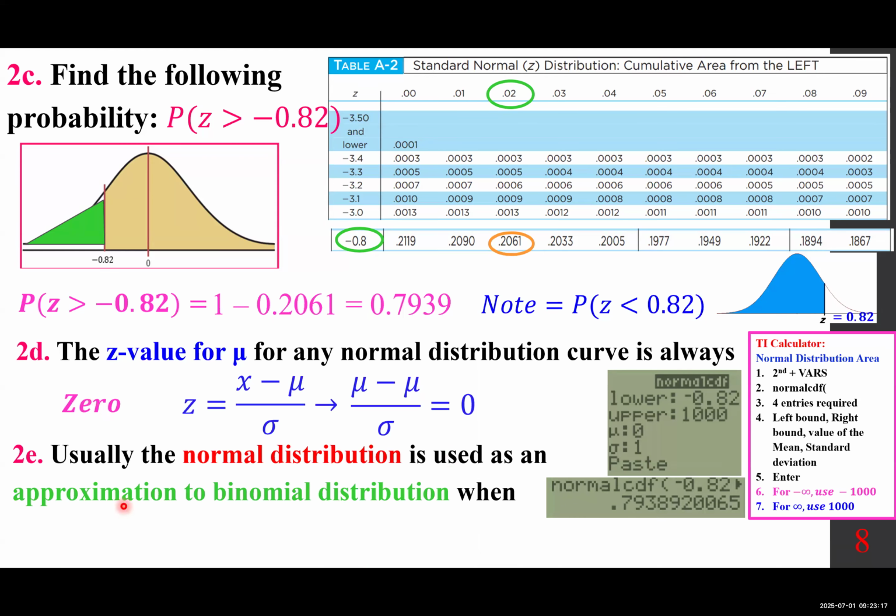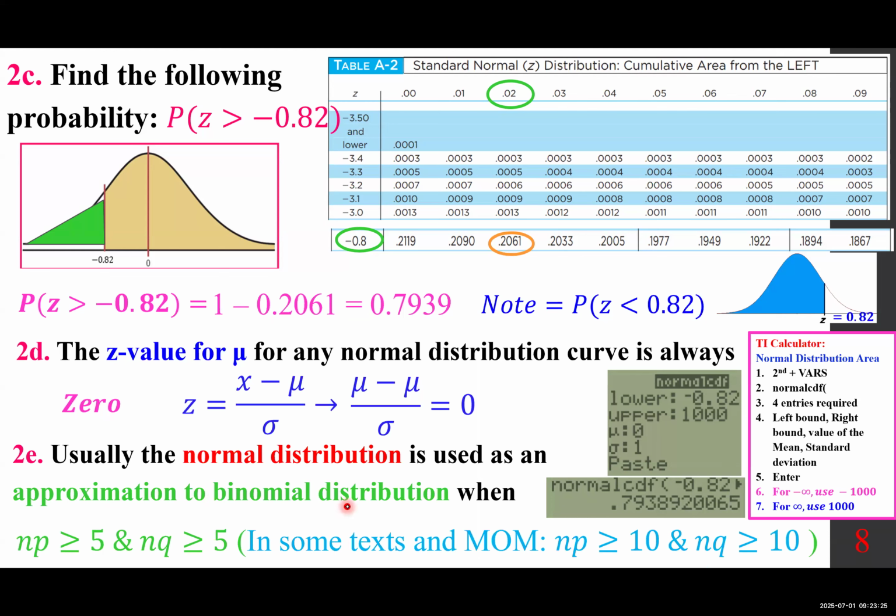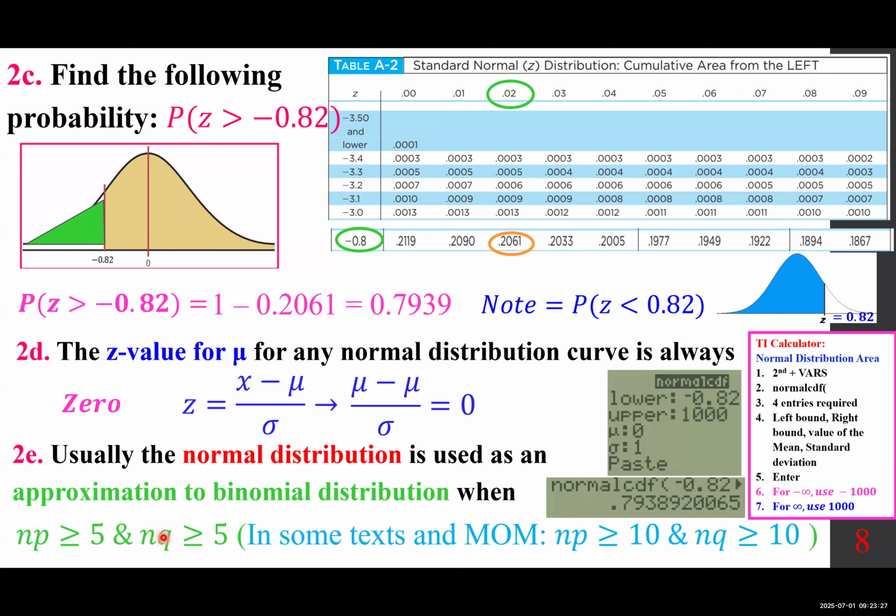Usually, the normal distribution is used as an approximation to binomial distribution when np, n times p, and n times q are large. How large? In some texts, they go with number 5. In some texts, for example, in MOM, they go with 10. np and nq larger than or equal to 10.